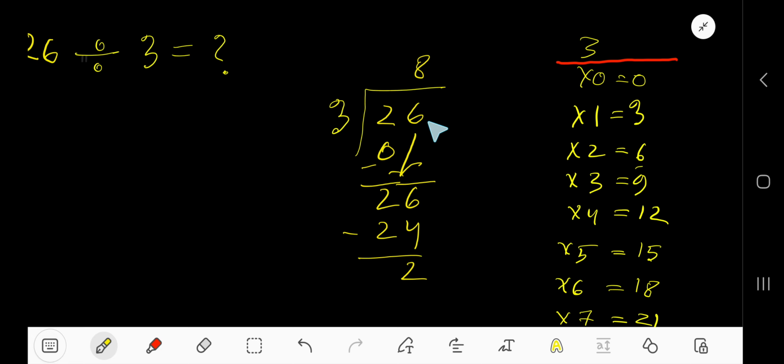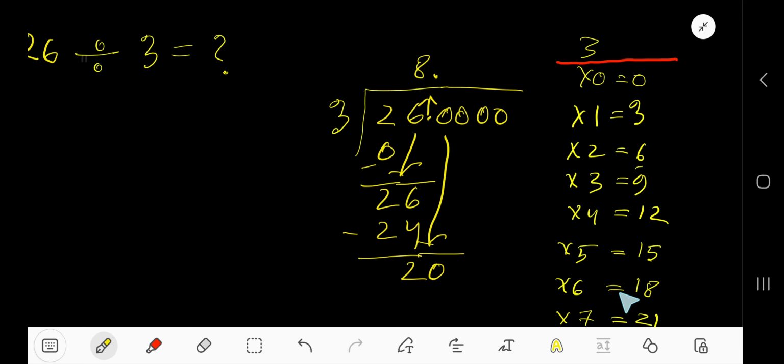If you want to write your answer in decimal form, then put a decimal here and add any number of zeros. Bring down the first 0. Before the 0 there is a decimal, and the decimal must come into the quotient directly.